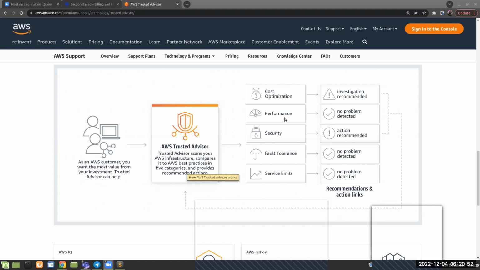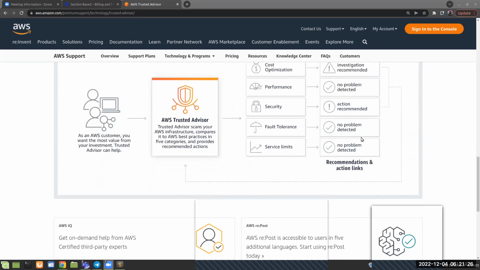It will look and see that you are likely going to have performance issues, right? It will look at the security and see if you have configured your security very well. It will see if there's any fault tolerance and service limits. Are you approaching the maximum number of EC2 instances that you can have? And while it's checking all these options, it can then give recommendations, like you see, it can say investigation recommended, right? For performance, you'll say, okay, I've not seen any problem. If there's a problem, it will then hint you on where it is. Security will say, okay, action recommended, you know.